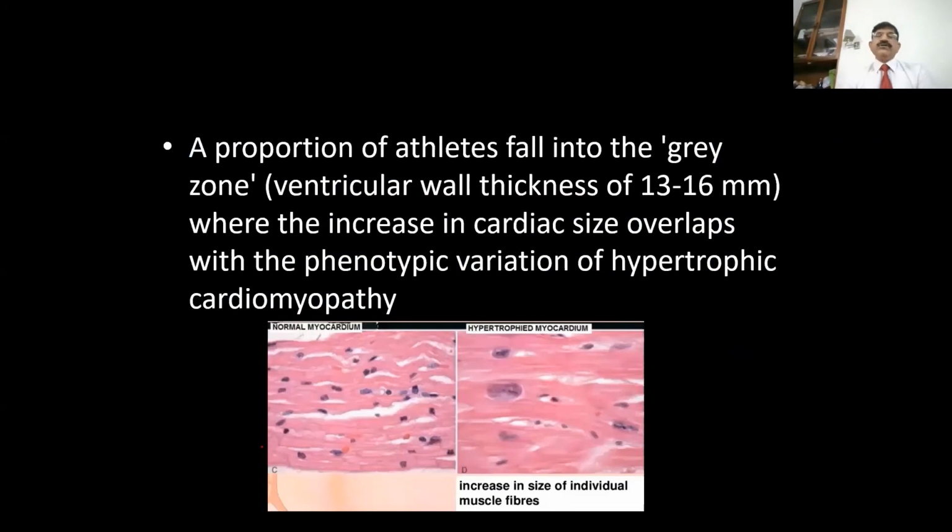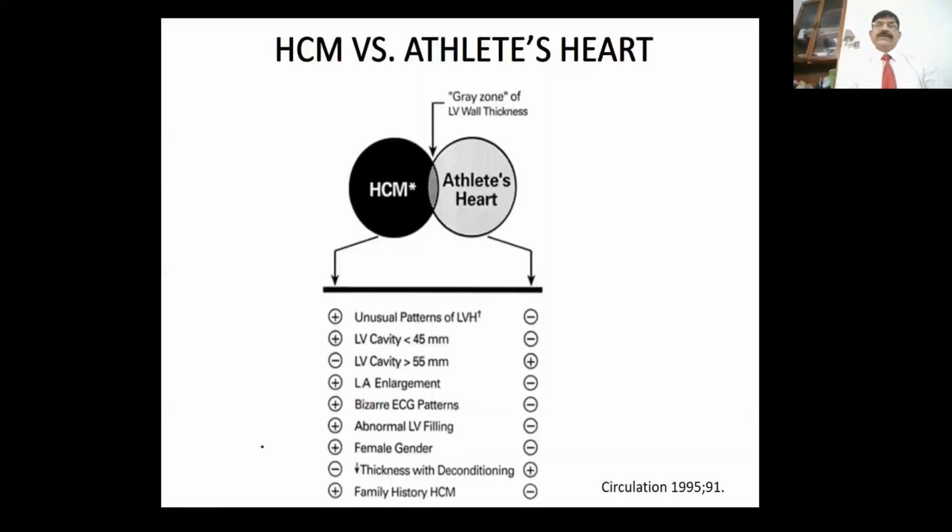A proportion of athletes also fall in the gray zone, ventricular wall thickness of 13 to 16 millimeter, and this overlaps the phenotype variation of hypertrophic cardiomyopathy. However, the differences between athlete and hypertrophic cardiomyopathy are many. This is one way.